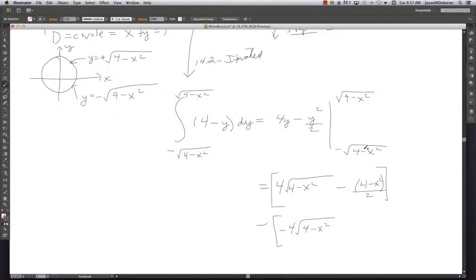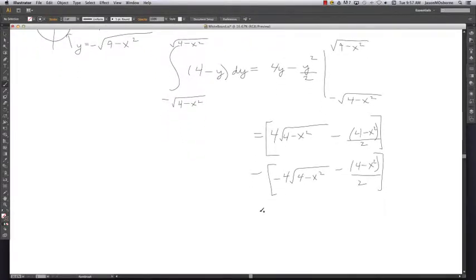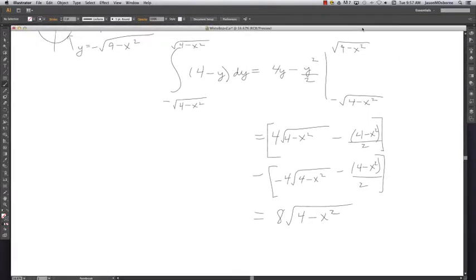Squaring the negative square root of 4 minus x squared gives a positive, so this would still be minus 4 minus x squared over 2. Okay. And combining these two terms, we see that the 4 minus x squared terms cancel each other out, and I'm left with 8 square root of 4 minus x squared. Okay. And that would be the first double integral.